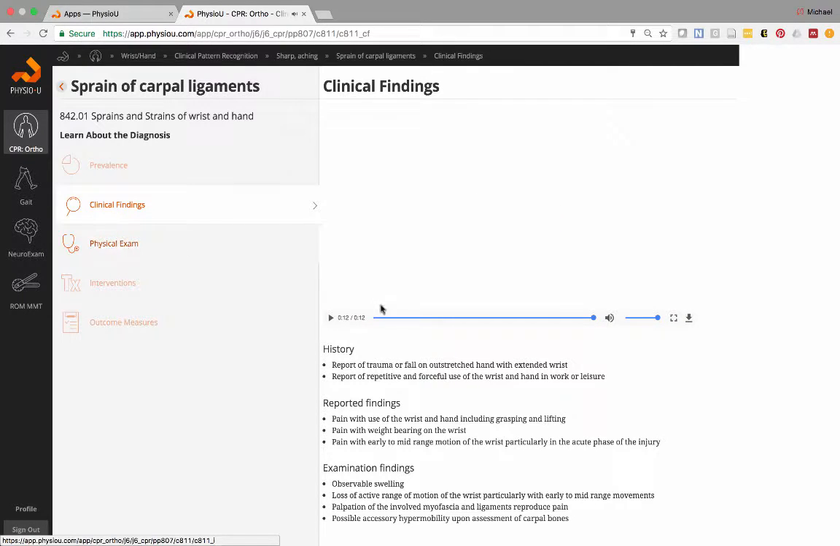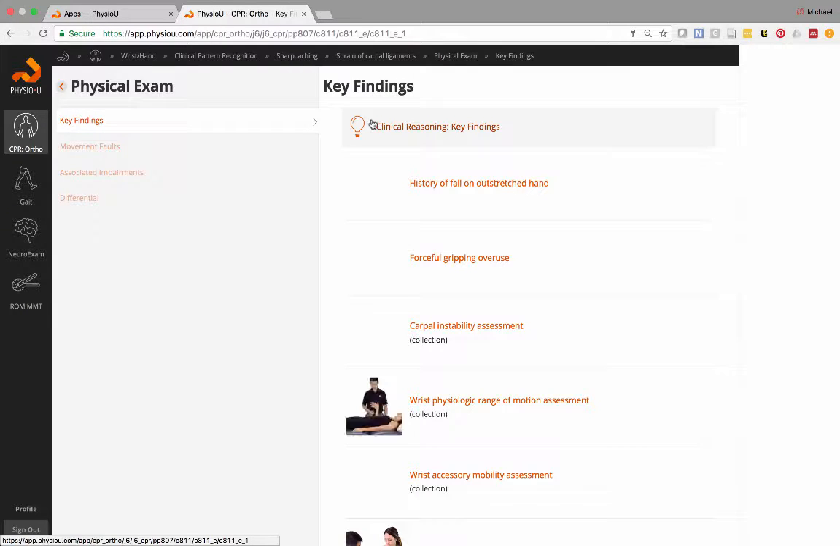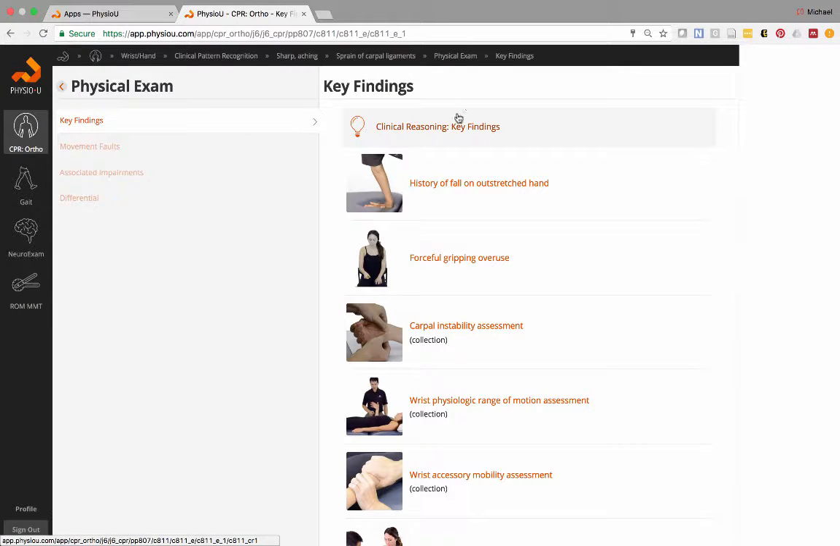Okay, so you get to watch a common mechanism of injury. Of course, sprains and strains can occur with overuse as well. And you can look at the history, the reported findings, and the examination findings. So let's get into the physical exam. In the physical exam, you could watch a key findings video, clinical reasoning video. There's a history of a fall on outstretched hand. Often forceful gripping or overuse could be related to the problem.